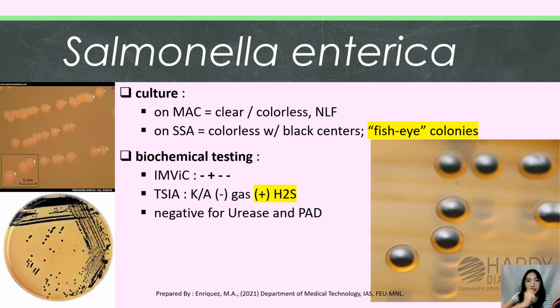Okay, pero kung sa SSA po natin sila i-isolate, the SSA or the Salmonella Shigella agar, which again is something we'll talk about at the last segment of this discussion, dito po natin makikita yung characteristic fish eye colonies nila, described as clear colonies with black centers, and this is because of their ability to produce hydrogen sulfide. Okay, and of course, as usual, listed here are its biochemical test results.